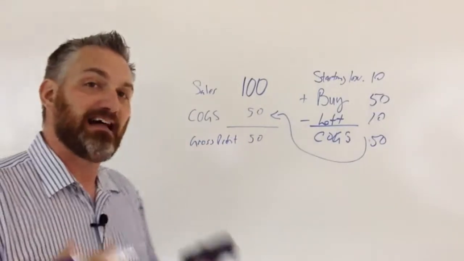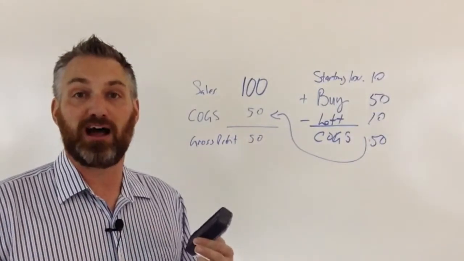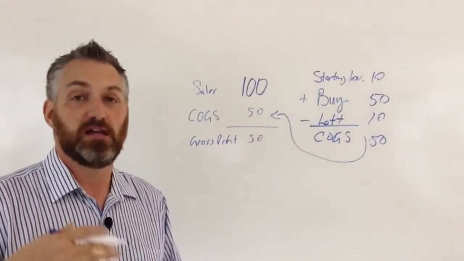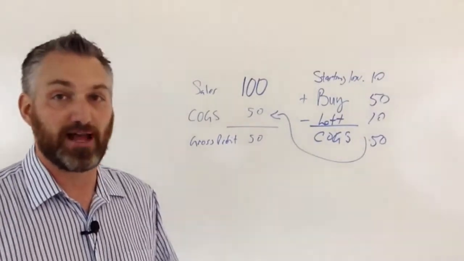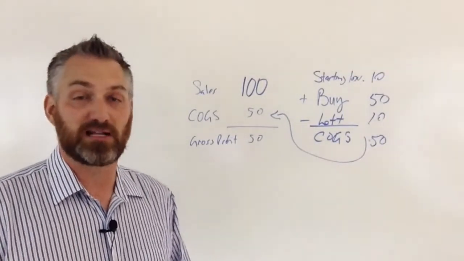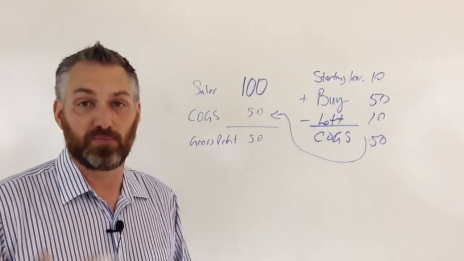So in a lot of businesses, when you have a certain amount of stuff on the shelves and it just kind of rolls over from one year to the next, the cost of goods sold remains pretty constant. The inventory at the end of the year remains pretty constant.